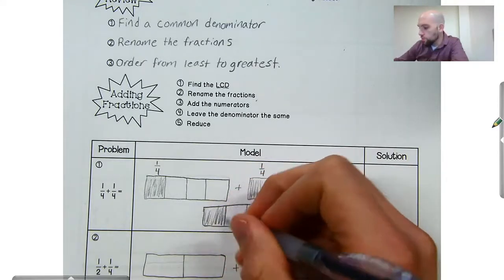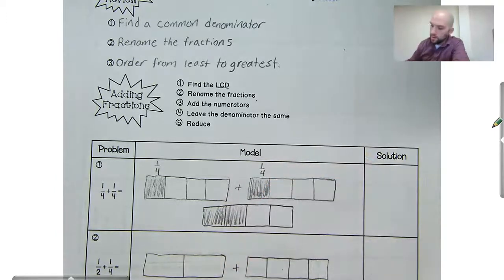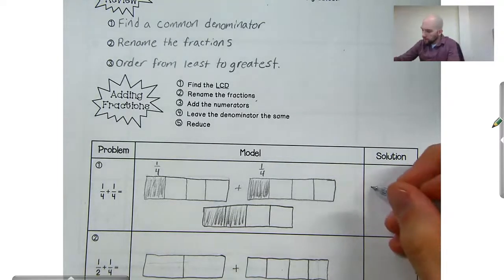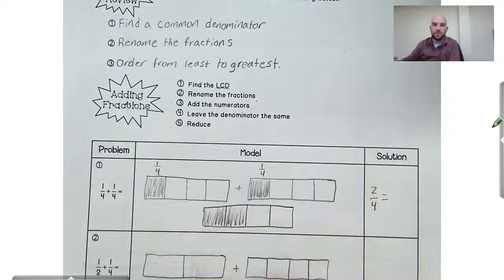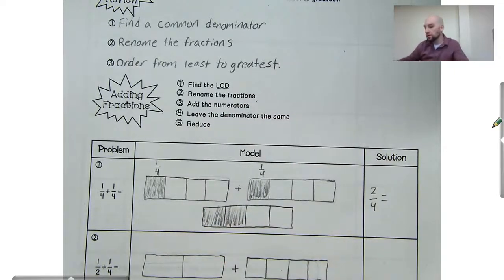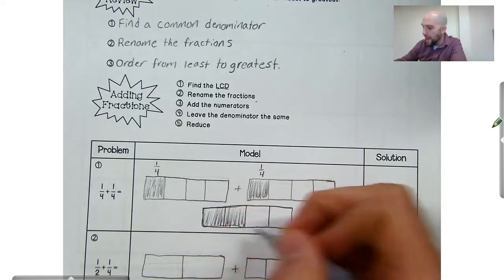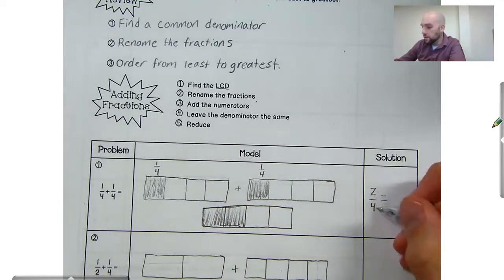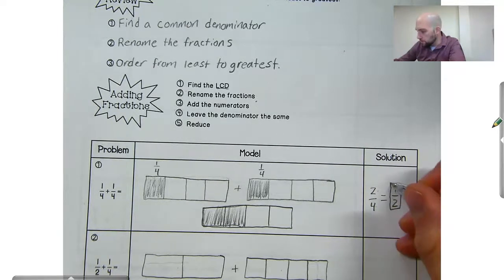I'm going to draw this first one. I'm not going to draw every single one of them, but I'm going to draw this first one for 2/4 because that way we can see that 2/4 is really 1/2. So when it says reduce here at the end, we want to simplify that fraction. And we're going to simplify it to 1/2. So we're going to find the lowest denominator that we can. We can divide this by 2 and divide this by 2. And we'll end up with 1/2 as our solution.